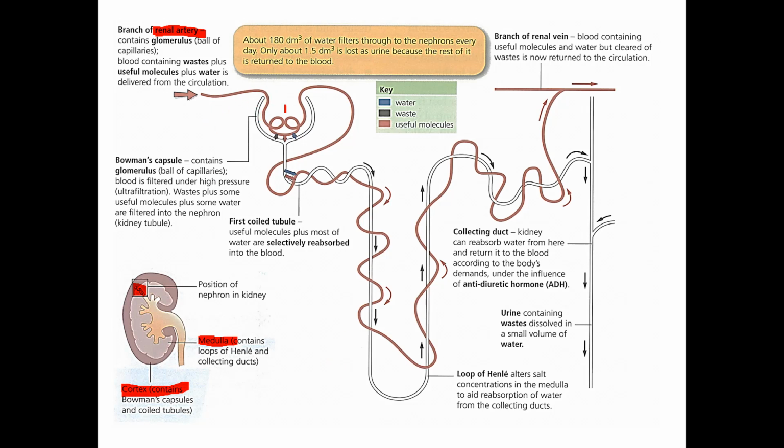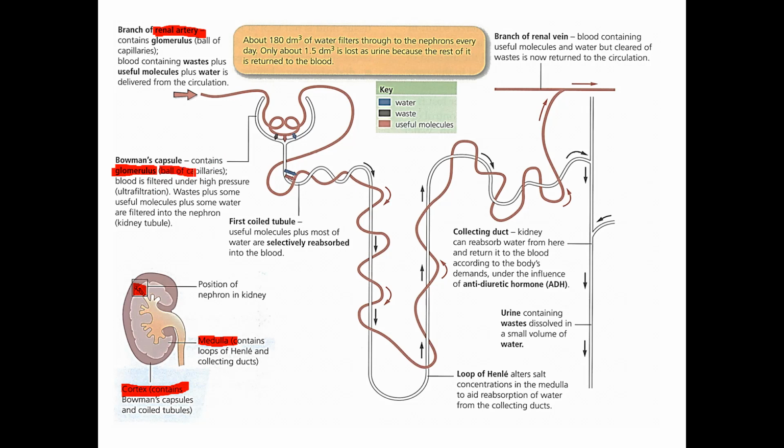The first part of the nephron, what is it? It's a group of capillaries, a ball of capillaries together. We call them the glomerulus. So now the question is, what do you mean by glomerulus?